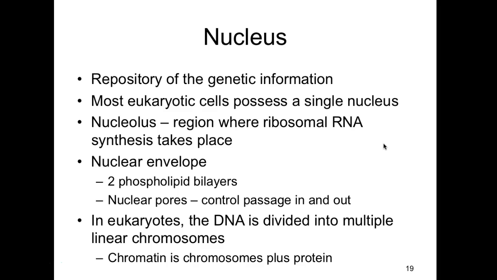In eukaryotes, the DNA is divided into multiple linear chromosomes. Chromatin is a chromosome plus protein. When you learned about DNA packing in advanced biology or a first-year biology class, you know that DNA is wrapped around special proteins called histone proteins. And basically, chromatin will condense during cell division to form structures that we are more commonly familiar with, called chromosomes.